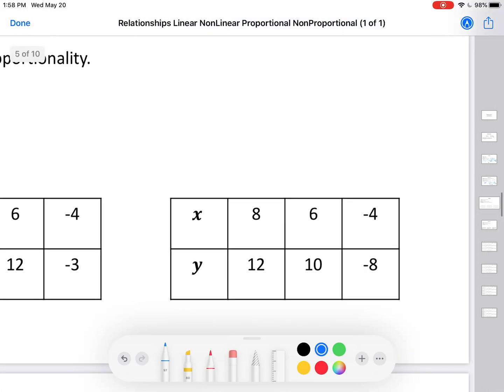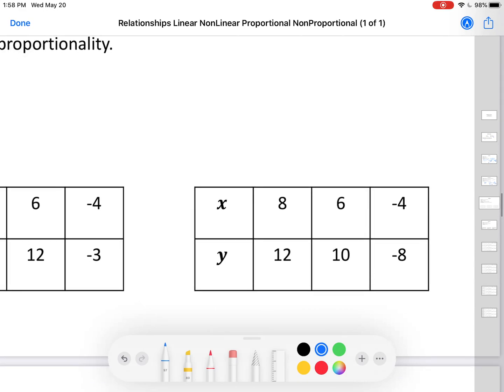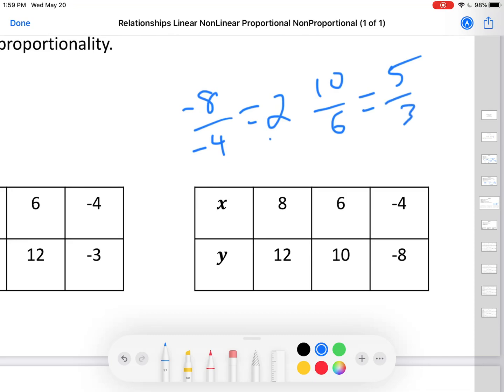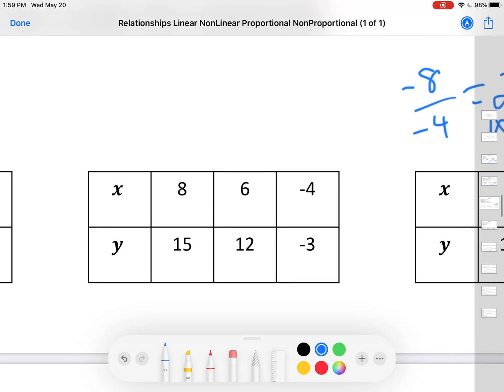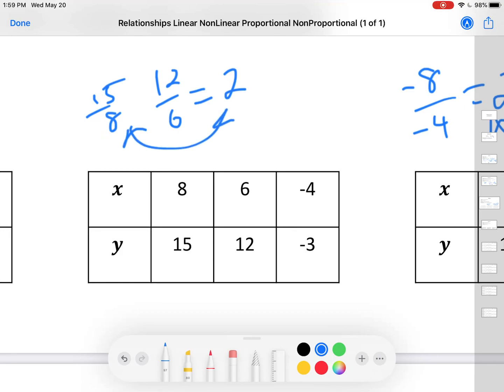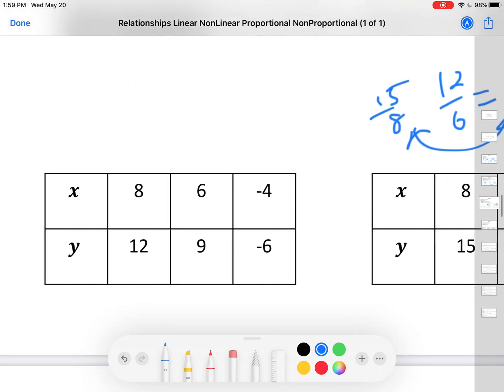So let's test them. We're going to start on this one over here. Well, constant of proportionality is y over x. So negative 8 over negative 4 is equal to 2. 10 over 6 simplifies to 5 over 3. Are those two equal to each other? No. So therefore, this is not proportional. We'll come back to it in a moment. Let's see this one. 15 over 8 can't simplify. 12 over 6 turns into 2. Is 15 over 8 equal to 2? No. This is also non-proportional.